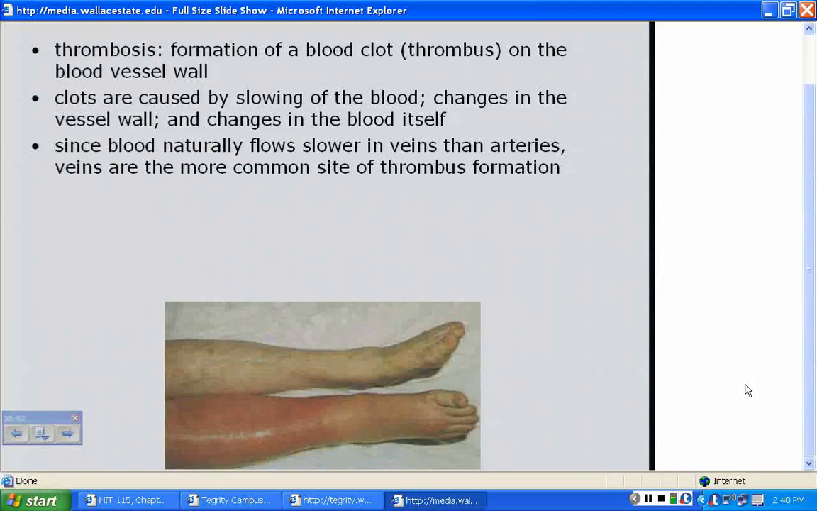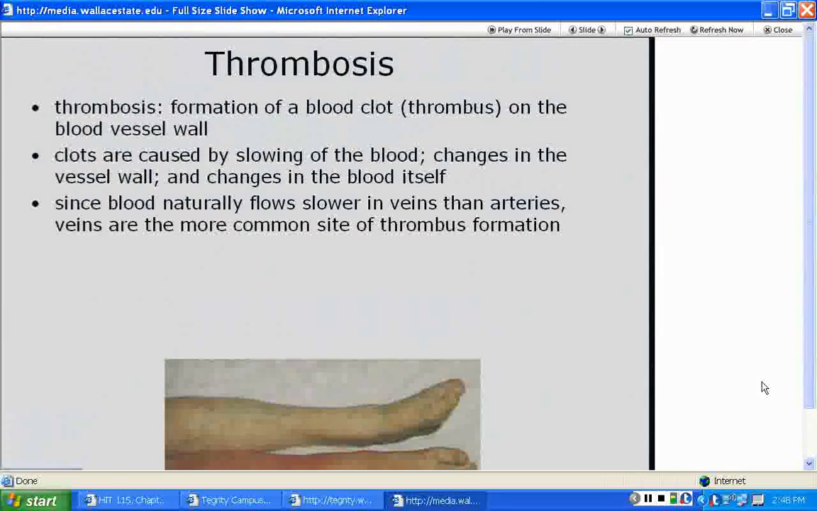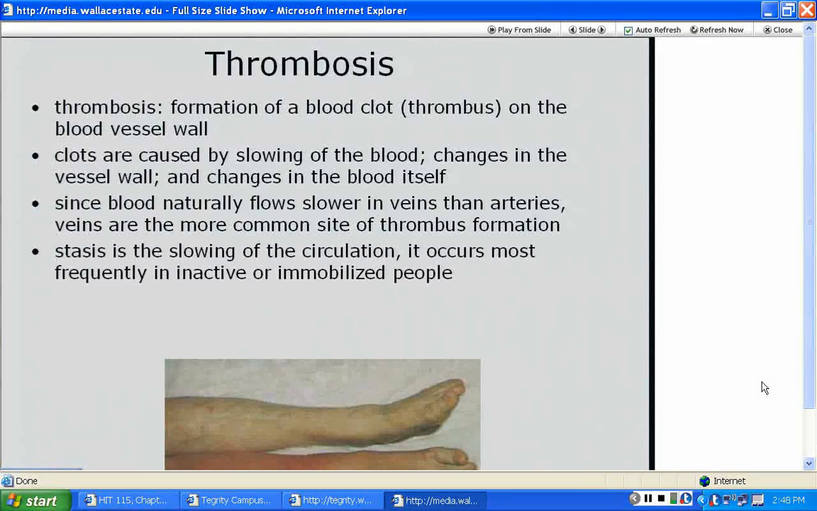It's much more common that a thrombosis is going to occur in a vein instead of an artery. The blood naturally flows slower through the veins than arteries. So veins are certainly the most common site of thrombus formation. When we refer to the term stasis, that's a slowing of circulation. In people who are inactive or immobilized, they're not moving their legs like they should, the circulation slows so completely, they have stasis, they're very likely to form blood clots in those immobilized parts of the body.